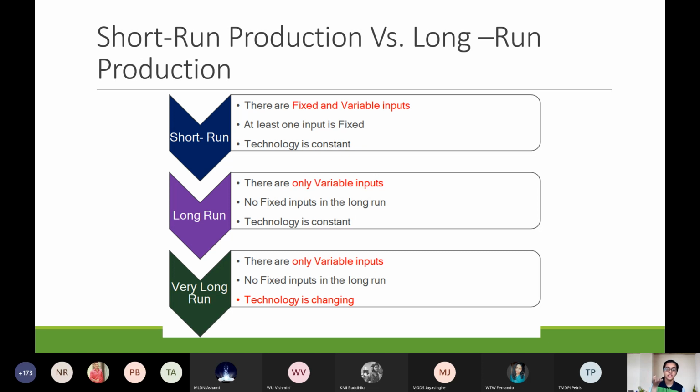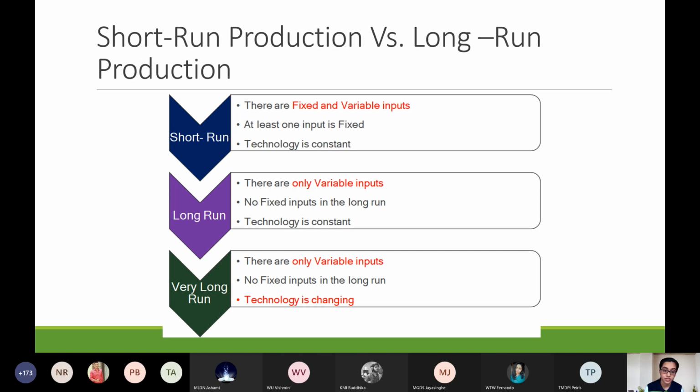Okay, so in the short run you have at least fixed and variable inputs. For an example, when you are starting a business, in the very beginning, you need a place, a building to work. Okay, you need stuff to work. I mean money, and equipments. Those are fixed ones, right? So fixed inputs are definitely there.